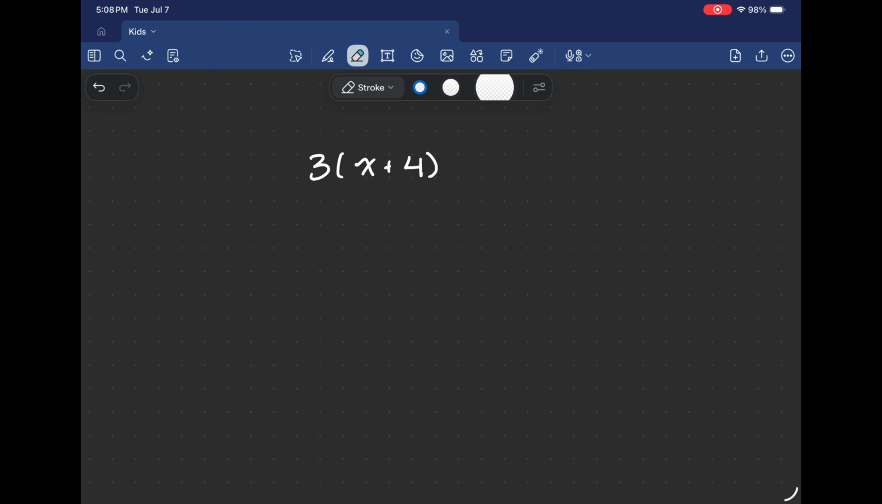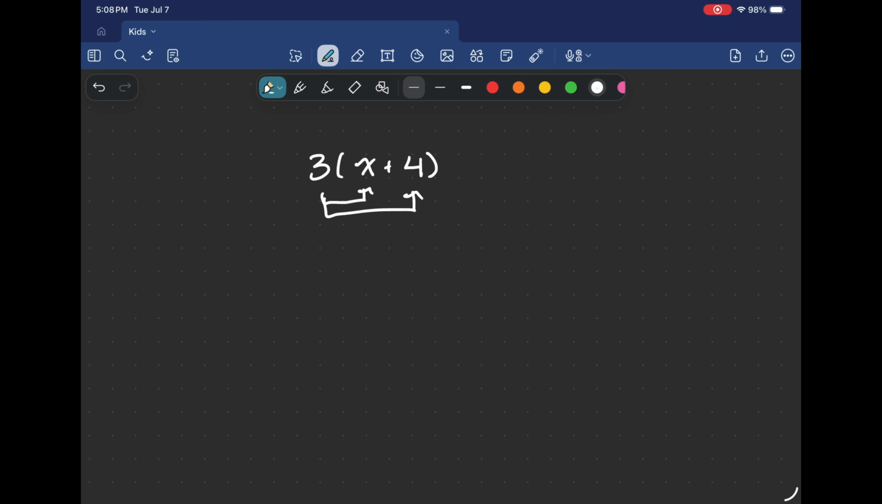The number 3 is outside the parentheses, so it has to multiply by everything inside. We have to multiply 3 by x and 3 by 4. So this would become 3x plus 3 times 4. Now we can simplify that to 3x plus 12. We multiplied 3 by x and then 3 by 4. That's it. That's the distributive property.